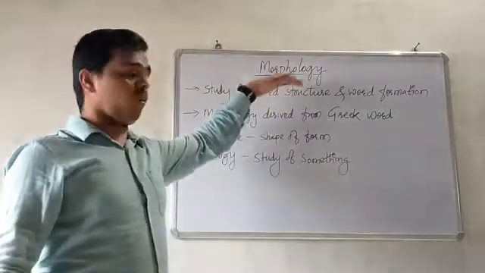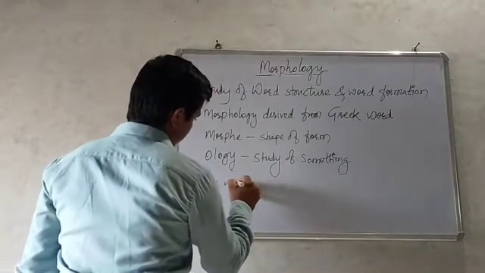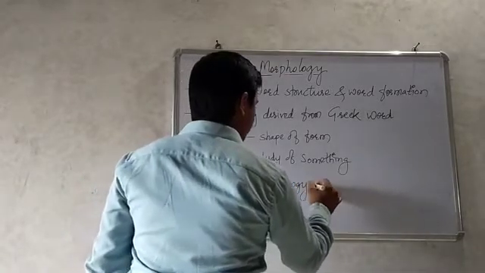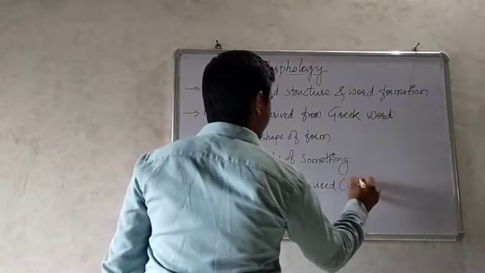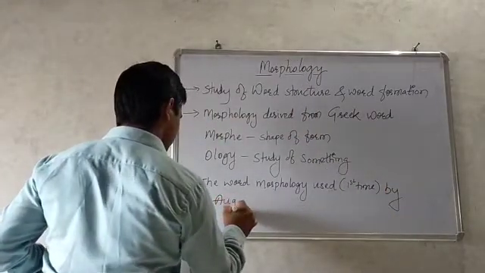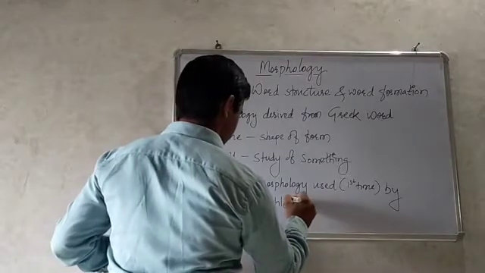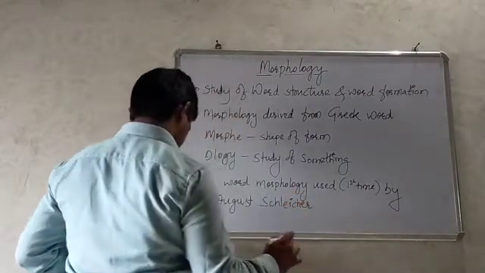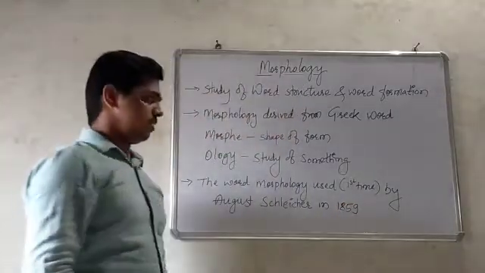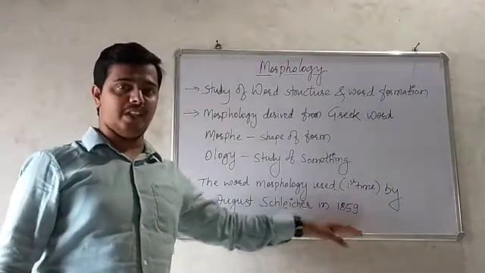So this word morphology was first used by August Schleicher in 1859.